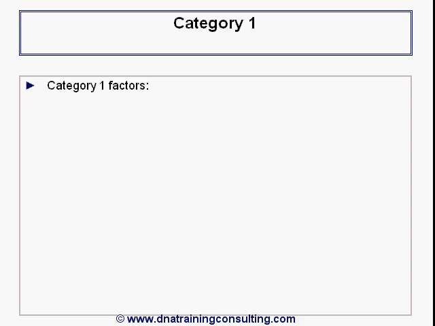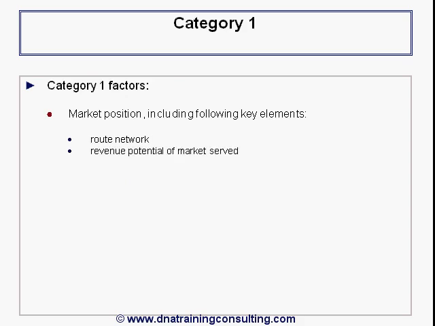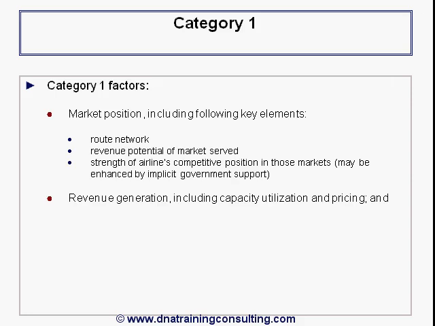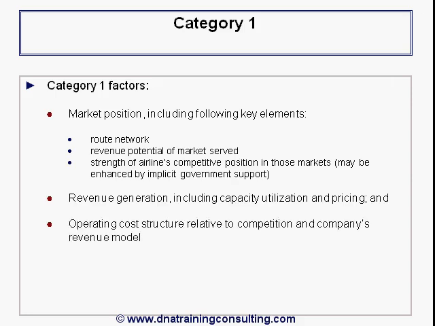Category 1 factors for an airline include the following. Market position, including the following key elements. Route network, the revenue potential of the markets the airline serves, and the strength of the airline's competitive position in those markets, which may be enhanced by implicit government support in some countries. Revenue generation, which includes capacity utilization and pricing. And finally, operating cost structure relative to competition and the company's revenue model.